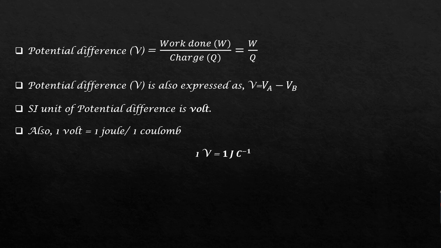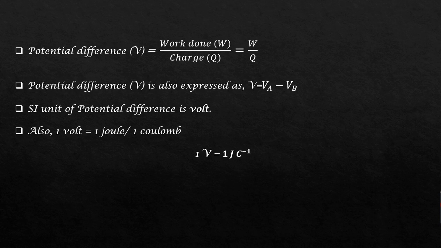So if your question can have volt as a unit or it can also have joules per coulomb as a unit, you have to remember these both units are the same. So this expression just says that 1 joule of work is done to move 1 coulomb of charge from one point to the other.